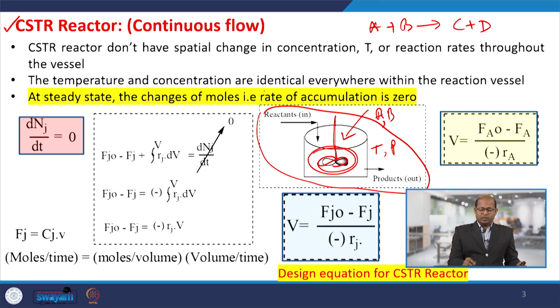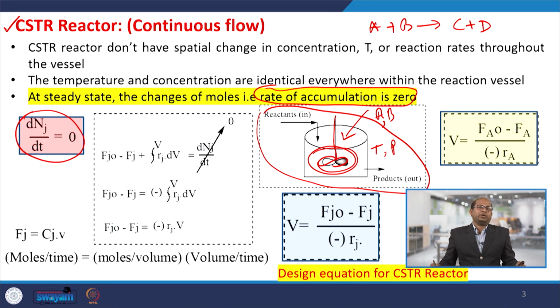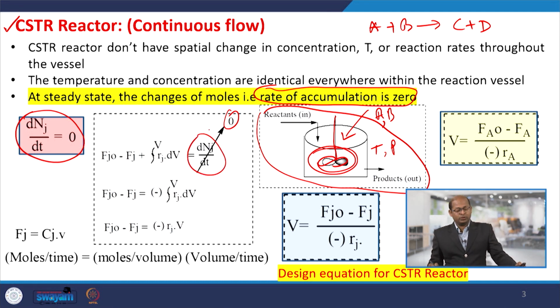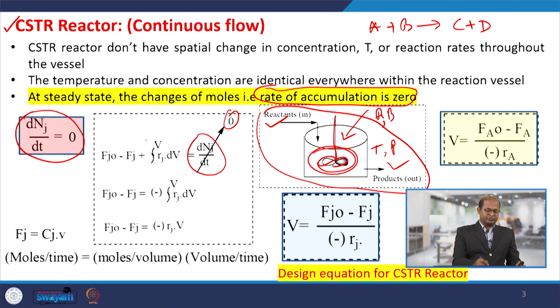If the reactor is under steady state operation, the accumulation part is 0. So the term d N j by d t for species j is 0, and we can eliminate this part. Here there is an inlet, an outlet, and the inside of the reactor. When reactant is charged, the reaction may involve multiple steps, so some formation of the jth component may occur, which comes in terms of the rate of generation.